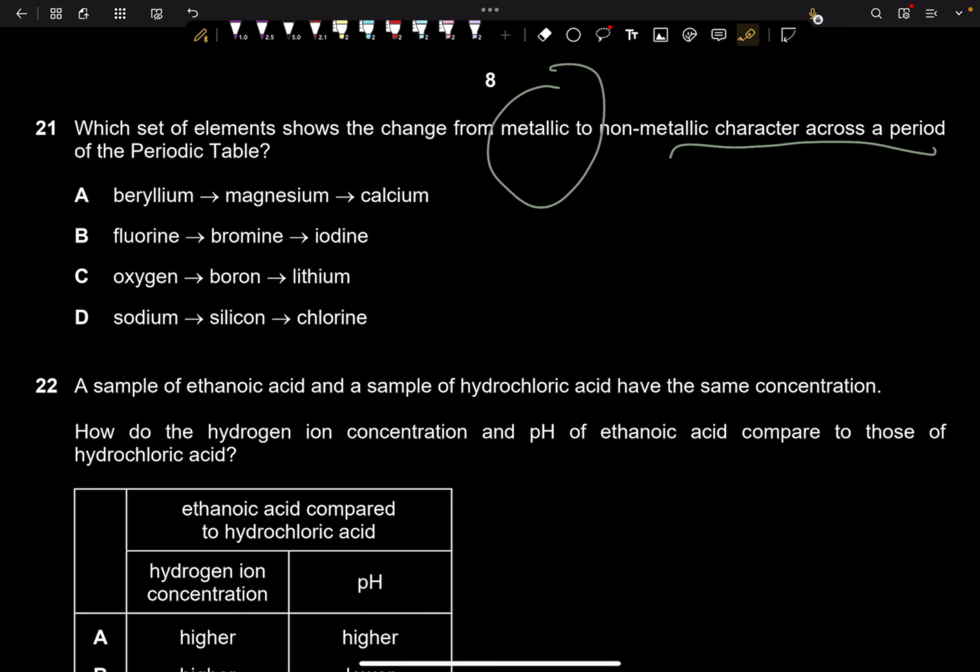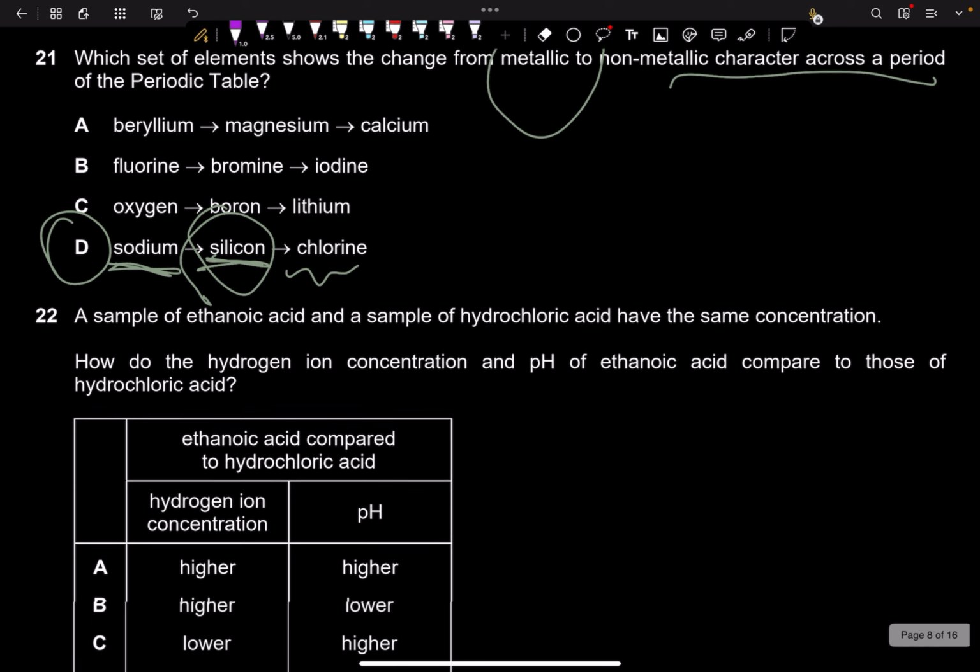सोडियम, सिलिकॉन, क्लोरीन, दैट्स करेक्ट. सोडियम मेटालिक है, सिलिकॉन थोड़ा सा नॉन मेटालिक होते हैं. It's a metalloid, a mixture of metals plus non-metals. You can say chlorine is a proper non-metal.